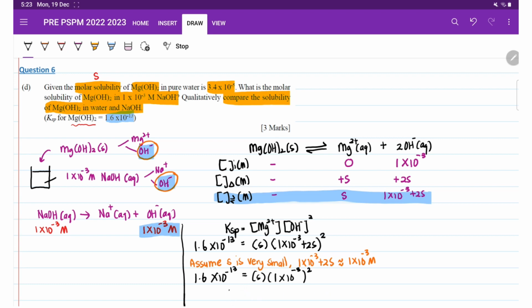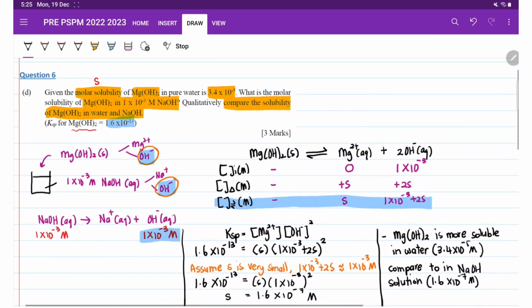So, calculate dekat sini, you will get the value of S as 1.6 times 10 to the power of negative 7 molar. And your final answer must be with unit instead. So, dekat sini sama ada awak nak letak mol per liter ataupun awak nak letak molar. Dua-dua adalah diterima. Kemudian, once we have this molar solubility of MgOH in KOH solution, barulah kita akan buat comparison between solubility MgOH in pure water and also in NaOH solution.